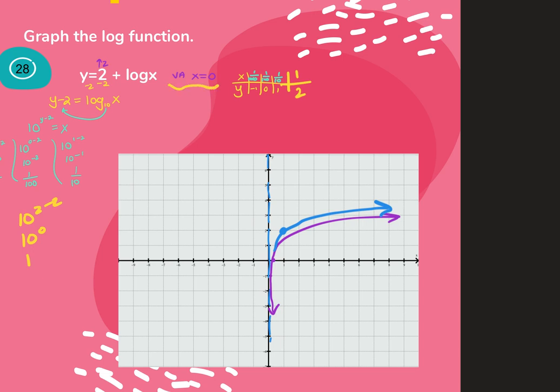So our vertical asymptote is x equals 0. Our domain is what? 0 to positive infinity. Our range? Negative infinity to positive infinity. And the x-intercept? 1/100th, 0.